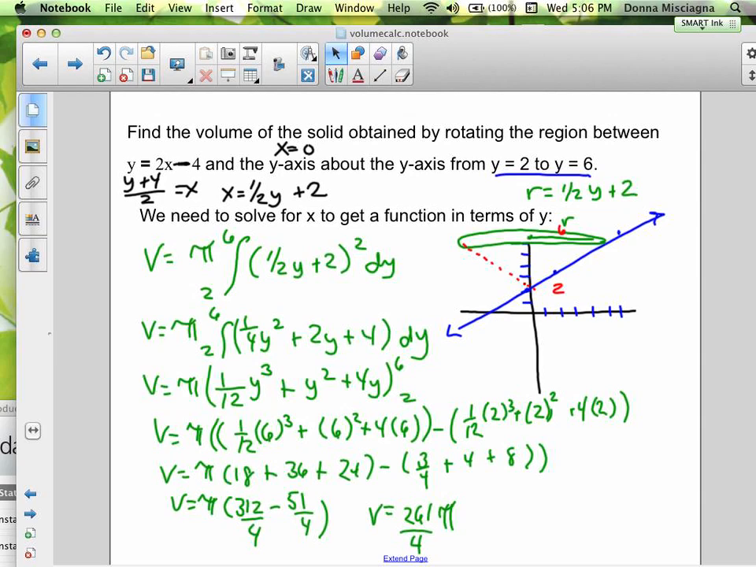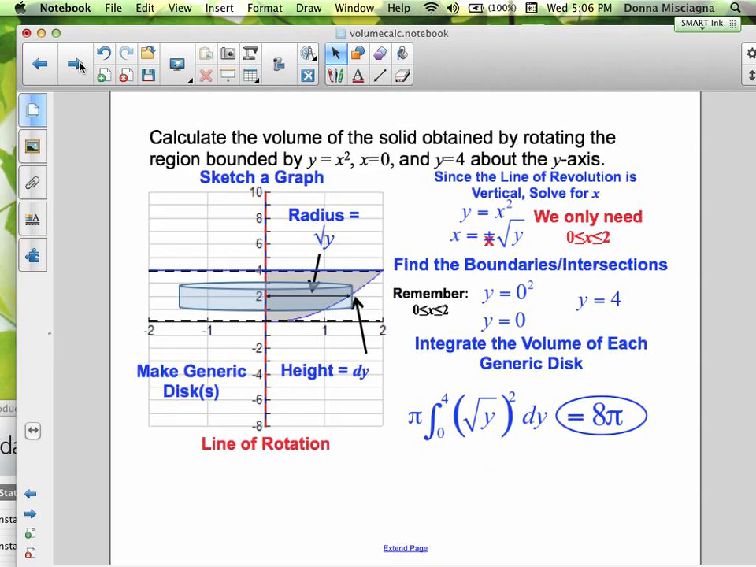All right, so now let's look at our, I think this might be our last one. No, it's our second to last one. Here's another one rotating about the y-axis. We have x squared from 0 to 4. Yes, 0 to 4 on the y, all right.